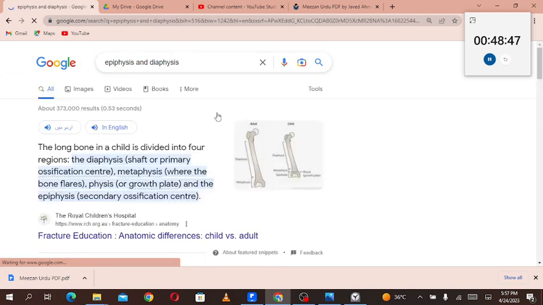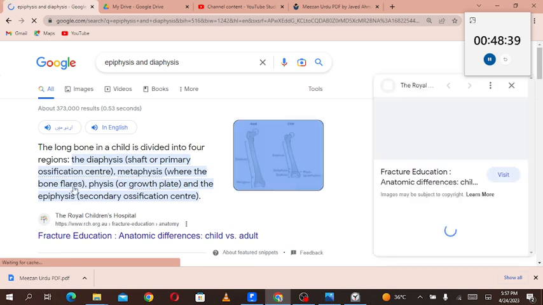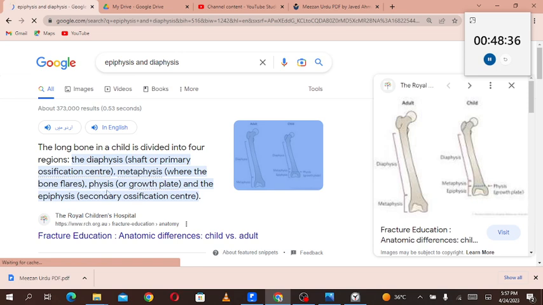So this is what we call epiphysis and metaphysis. The long bone in a child is divided into four regions: the diaphysis, the shaft, the primary ossification center; the metaphysis, where the bone flares; the physis, or the growth plate; and the epiphysis, the secondary ossification center. In this picture, this is the diaphysis, the shaft, the main bone. Then we have the metaphysis, the flaring of the bone, basically where the bone is spreading apart.